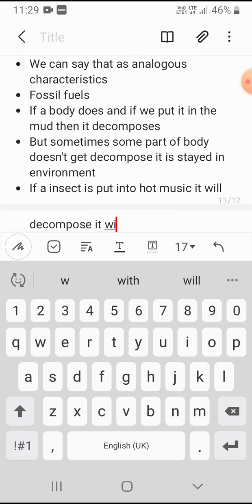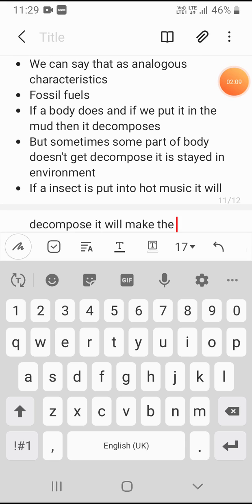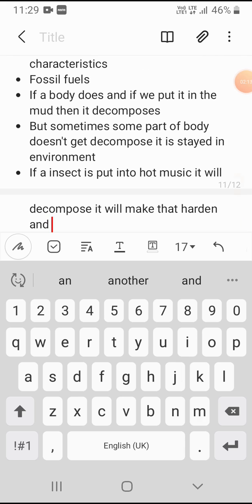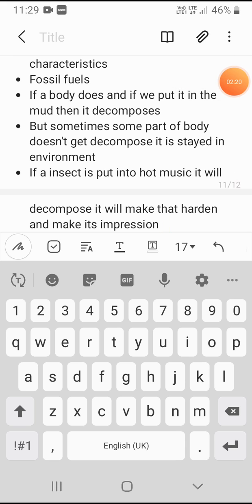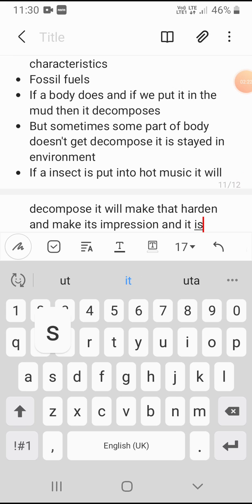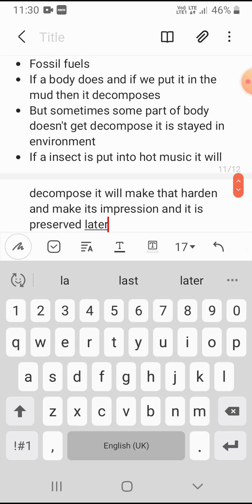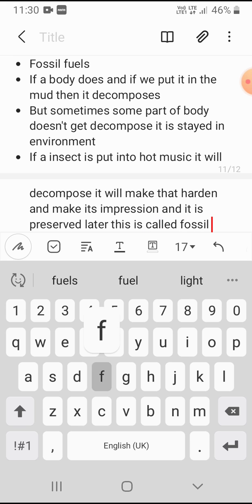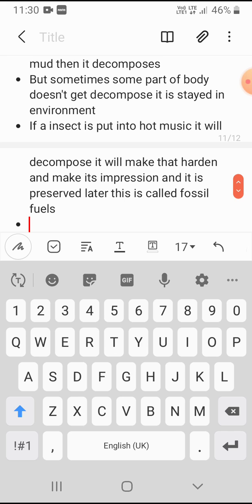It will harden and make its impression, and it is preserved for later. Then this is called a fossil. They call it fossil fuels.